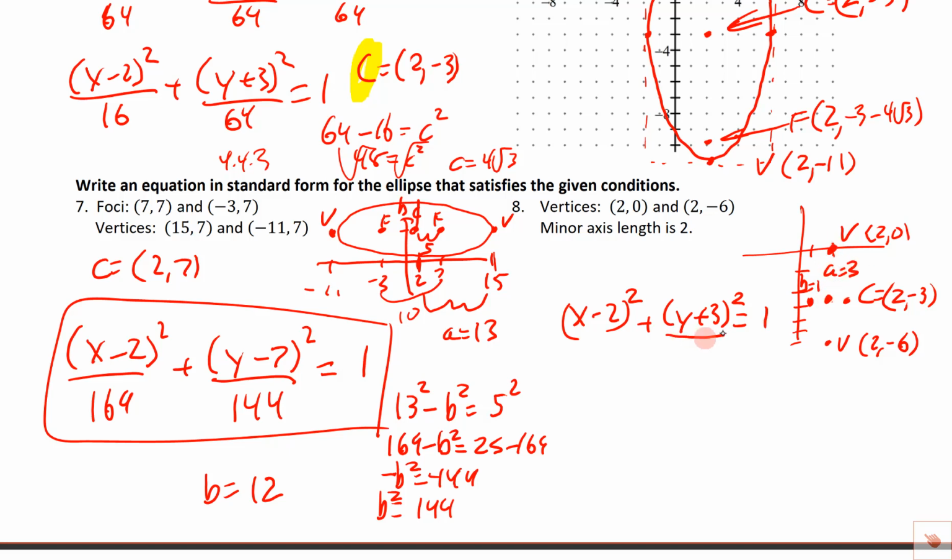In the y direction, we went 3 units, so we're going to square that, so that's going to be 9. And in the x direction, we only went 1, so we're going to square that, and we're going to put a 1, and there we go. Okay, let's take a look at the next page.